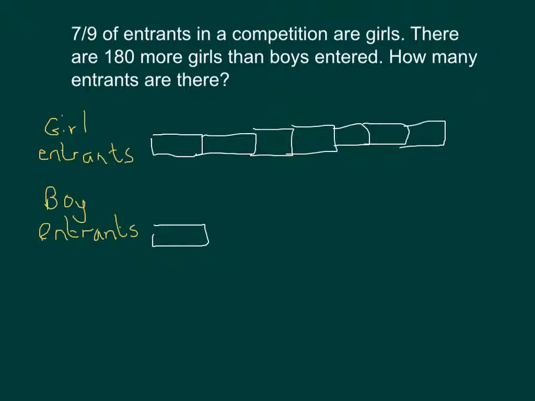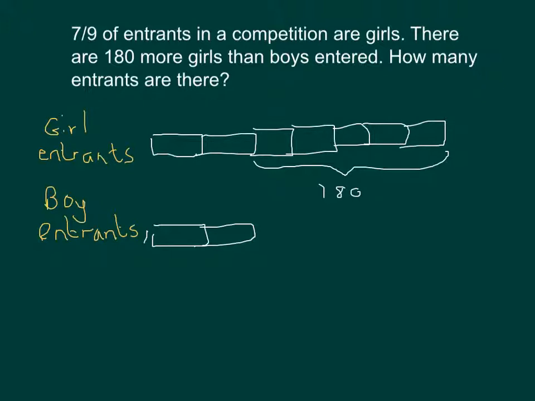There are 180 more girls than boys entered. How many entrants are there? Well, we were told that we had 7/9, and at the moment on screen we have 8/9. So we need one more box. That'll do. And we're told that the amount of girls is greater than the amount of boys by 180. So we've now used the information that we have in the problem.